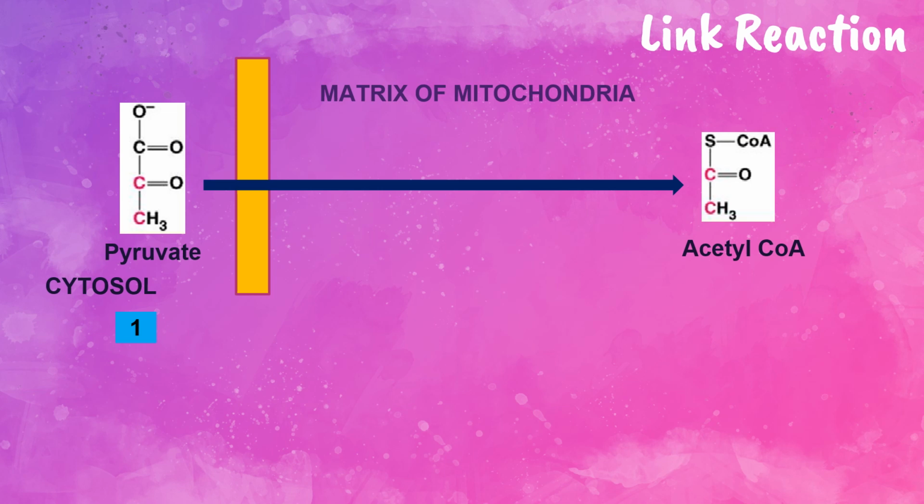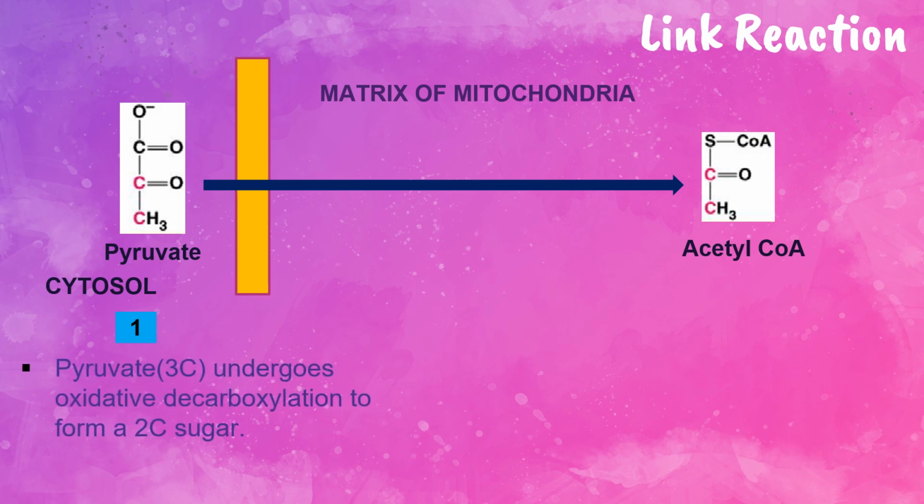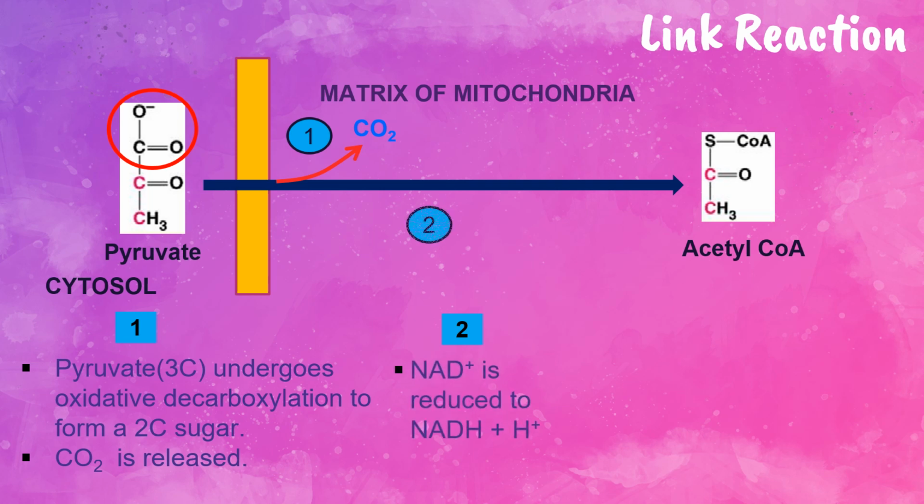Step 1. Pyruvate, that is a 3-carbon sugar, undergoes oxidative decarboxylation to form a 2-carbon sugar. Carbon dioxide is released. The 2-carbon compound then forms an acetate group when it loses hydrogen atoms via oxidation. NAD plus is reduced to NADH plus H plus.